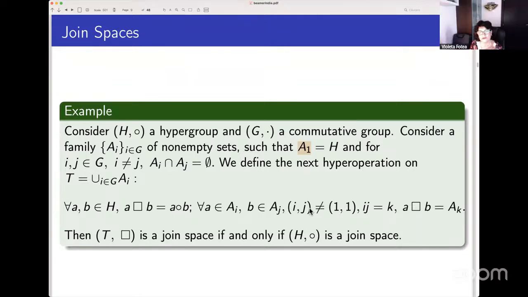It was Corsini's example, this one. I found this example in his book. Maybe he took it from some other paper. But now it makes sense, because one of them is in H. Okay, thank you so much. Appreciate it. My pleasure. And thank you.